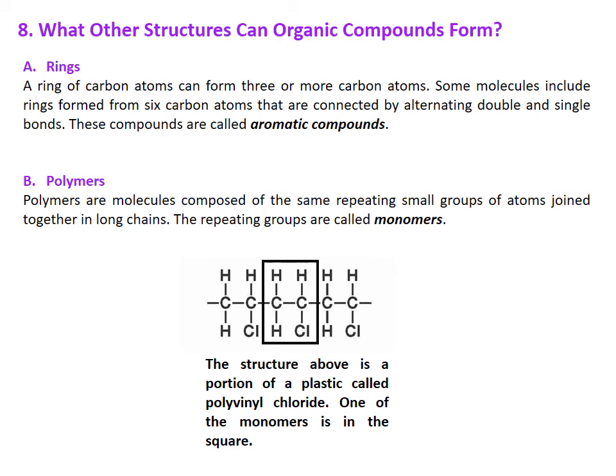Rings. A ring can form from 3 or more carbon atoms. Some molecules include rings formed from 6 carbon atoms that are connected by alternating double and single bonds. These compounds are called aromatic compounds. Second, polymers. Polymers are molecules composed of the same repeating small group of atoms joined together in long chains. The repeating groups are called monomers.